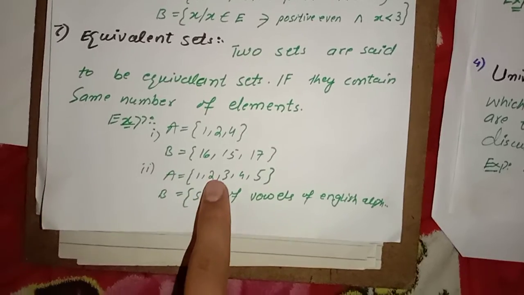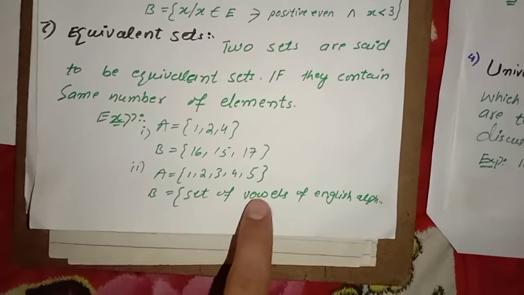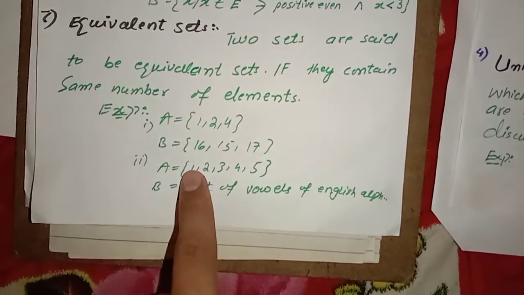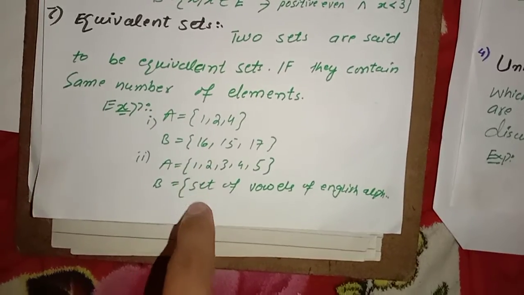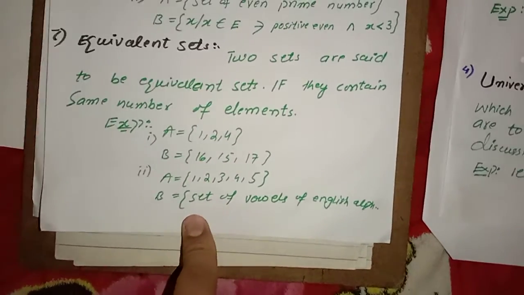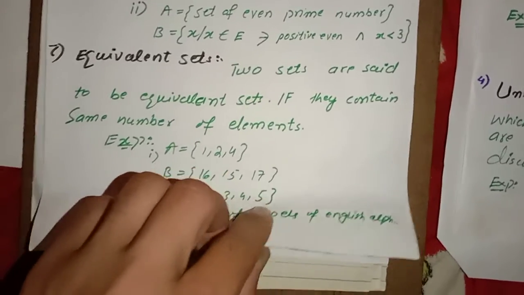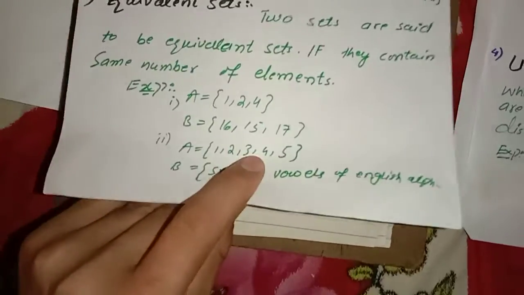Number two, A is equal to {1, 2, 3, 4, 5}. Set B is equal to the set of vowels of the English alphabet. The number of elements in set A is 5, and the number of elements in set B is also 5, because there are 5 vowels. So set A and B are equivalent sets.